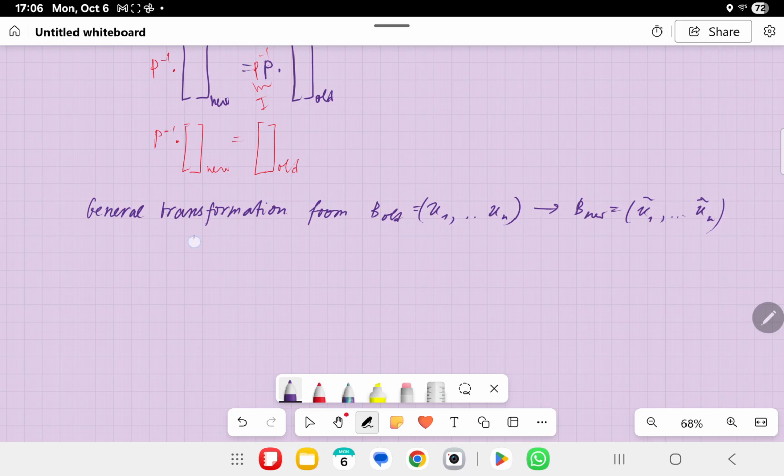We'll need to build a transformation matrix P, and it's going to consist of coordinates of old basis vector U1 in new basis. They're going to work as columns. I'm going to separate them by commas, but when you place them in the matrix, there are no commas, right? Then U2 in the new basis. So old in new. Old vectors in new are going to produce columns, which produce the whole matrix. If you have more vectors, the matrix is going to be bigger.